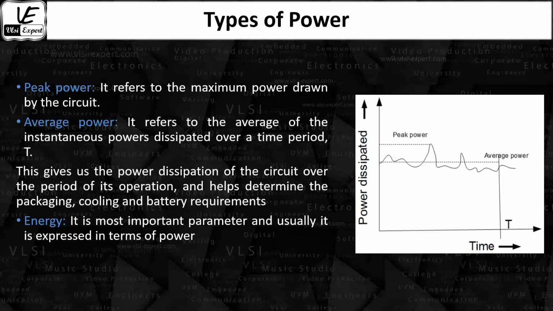Next, we have the average power. Average power is basically the average of the instantaneous power dissipated over a period of time t. Suppose we have a time period t as seen in the graph. So we will calculate the average power because sometimes we may have a peak value, sometimes we may have a smaller value. So we generally take an average and then we calculate the average power. Now, when I say that power can also be associated with the term energy, energy is the most important parameter, and energy actually defines the consumption of this device for its working.